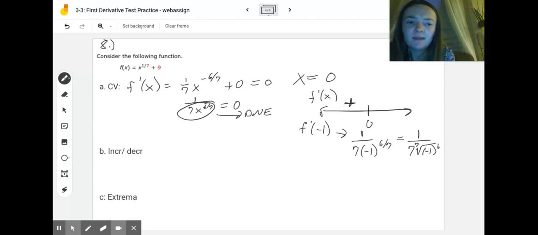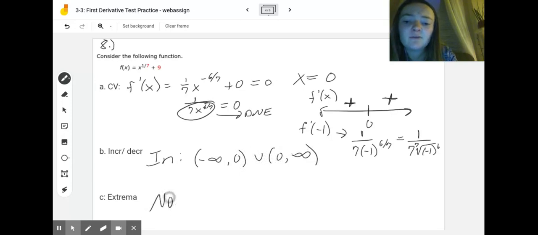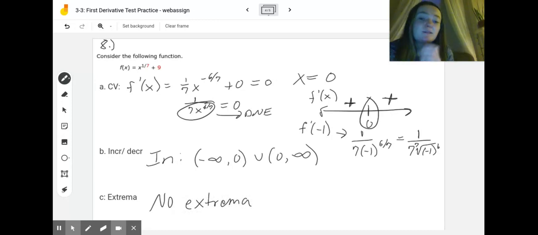But if I plug in, say, a positive 1, there's also no way for this thing to be negative. Again, if I plug in positive 1, that's also going to be positive. And so my only critical value is at 0. I'm actually increasing everywhere except 0. So I'm going to say from negative infinity to 0 and from 0 to infinity. And I have no extrema. The reason I have no extrema here is because I never go from increasing to decreasing or decreasing to increasing. So that's number 8.